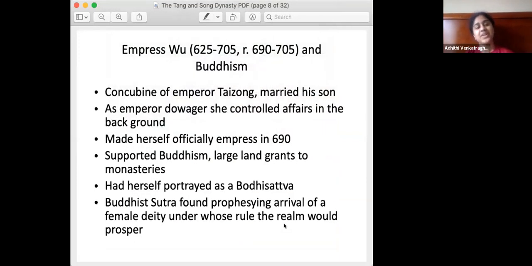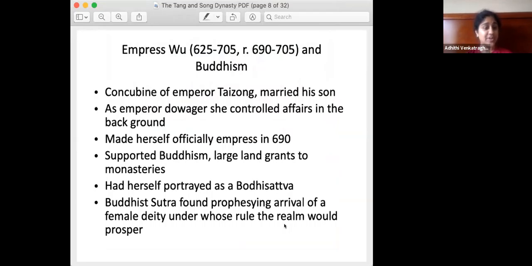Empress Wu lived from 625 to 705, and she ruled from 690 to 705. Let's look at her relation with Buddhism. She was a concubine of Emperor Taizong, and she married his son. As the Empress Dowager, she controlled affairs in the background. She made herself officially Empress in 690. She supported Buddhism with large land grants to monasteries, and had herself portrayed as a bodhisattva, which we learned about a couple of classes ago, the icons of Buddhism.